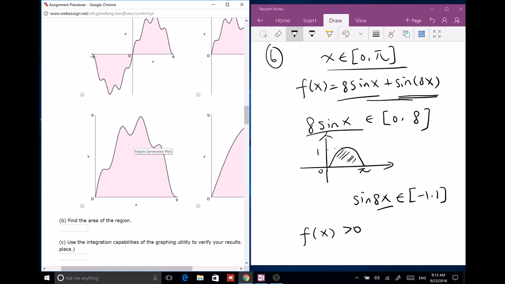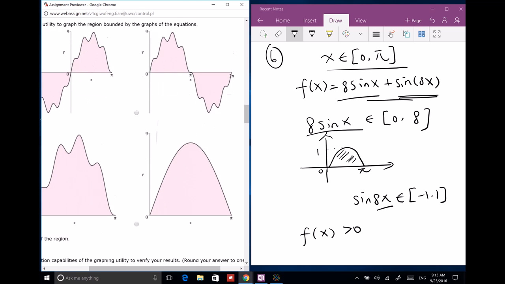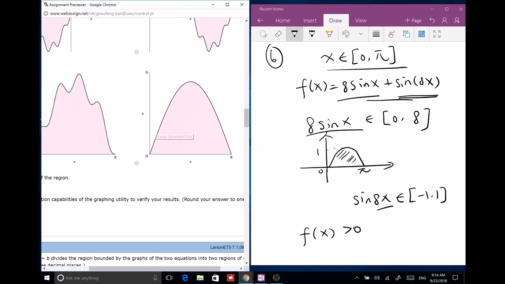Alright? Because this is 0 to pi, this one from negative pi to pi, that's wrong. 0 to 2 pi, that's wrong. It's 0 to pi, and this never changes, because sine 8x will be negative sometimes, when x equals what?